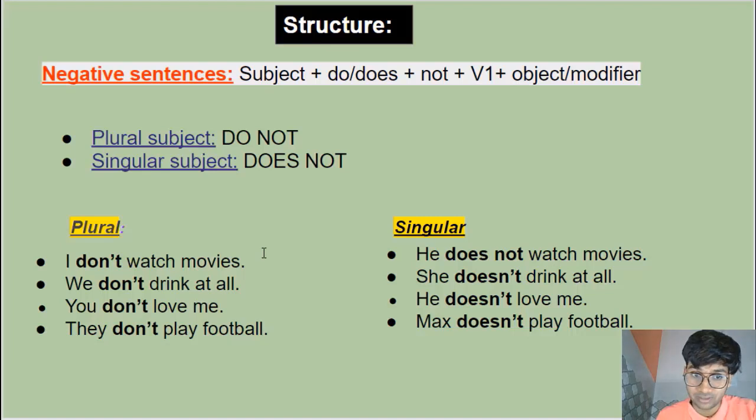I do not watch movies. We don't drink at all. You don't love me. They don't play football. It's do not, do not, do not, do not. We've shortened it. Okay, it's a contracted form. It's more common in English, right?